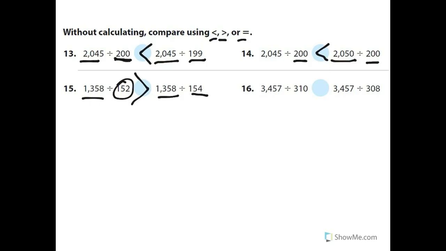All right, so again, going to have more in your grouping, right? If we divide by 310, if we have 310 groups of 3,457, there's going to be a fewer number in those groups. So 308. So again, you got to think about groupings, right? The larger number, that's the divisor, is going to put your dividend into smaller groups. If it's a smaller number, like 199 here, your groups are going to be bigger.